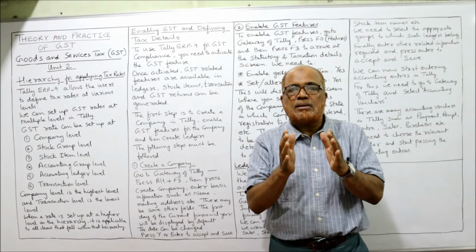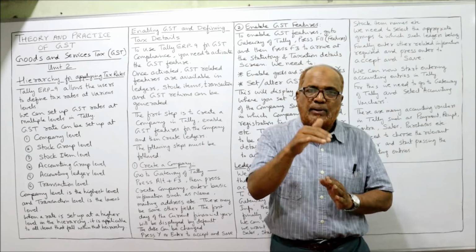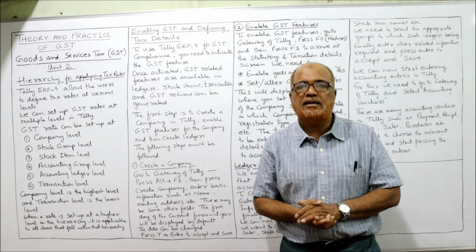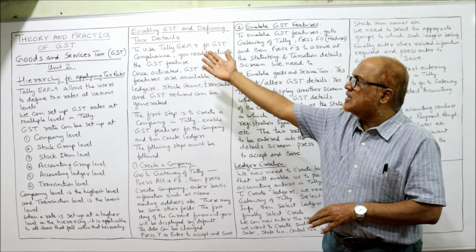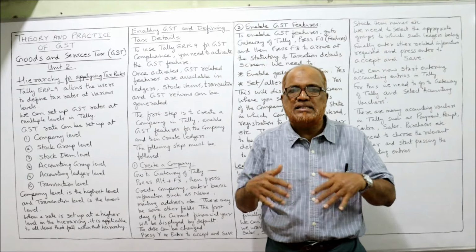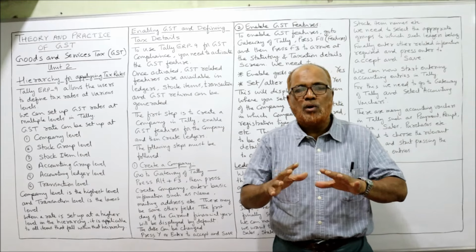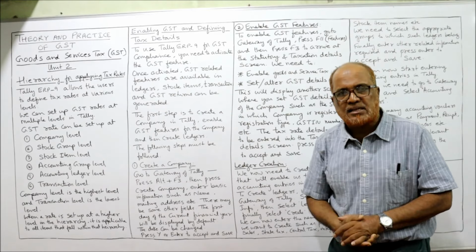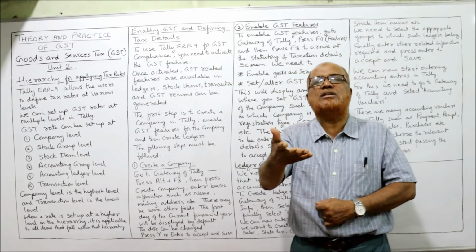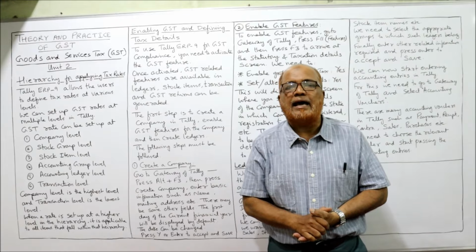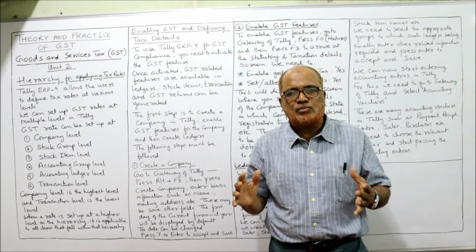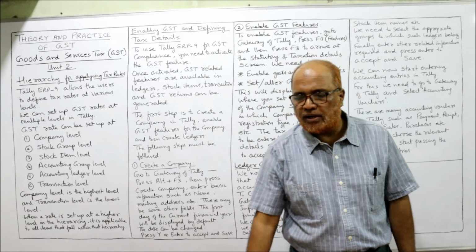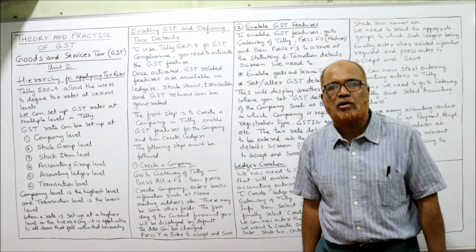So what are the steps required to enable the GST in Tally ERP 9 and the tax details, how to give the tax details, all these things. So 2 topics: hierarchy for applying tax rates and secondly enabling GST in Tally ERP 9. Before explaining, take a screenshot of the points given on the board, then I'll explain all the points.